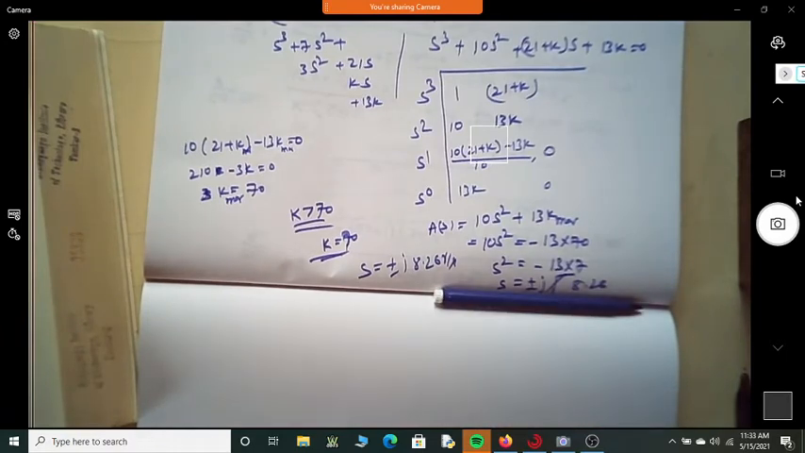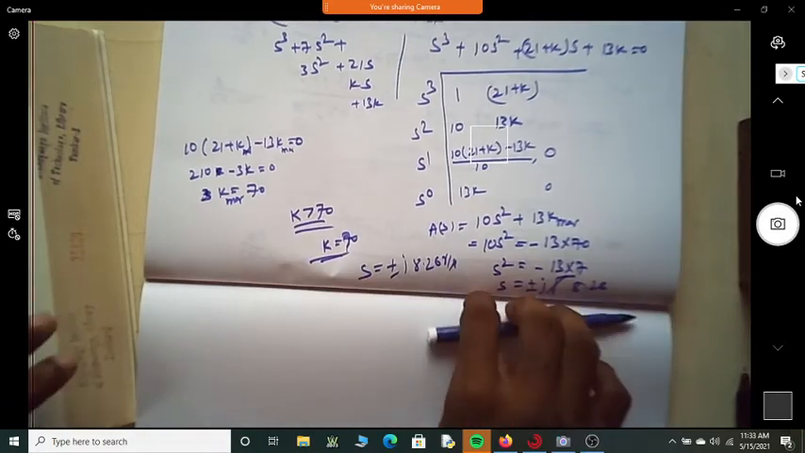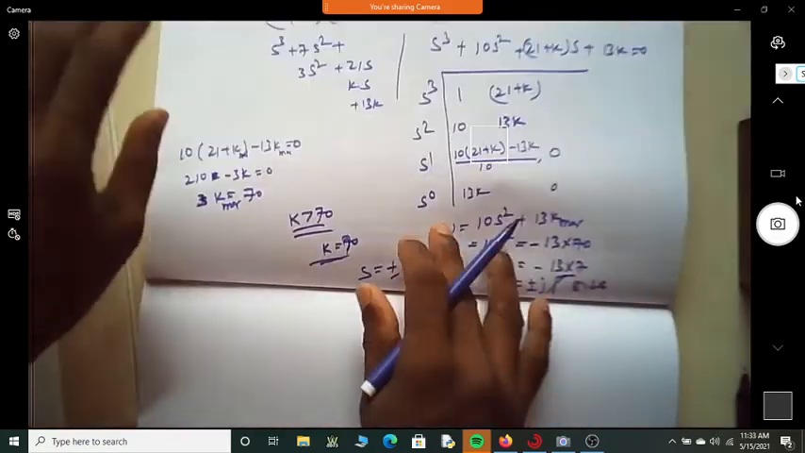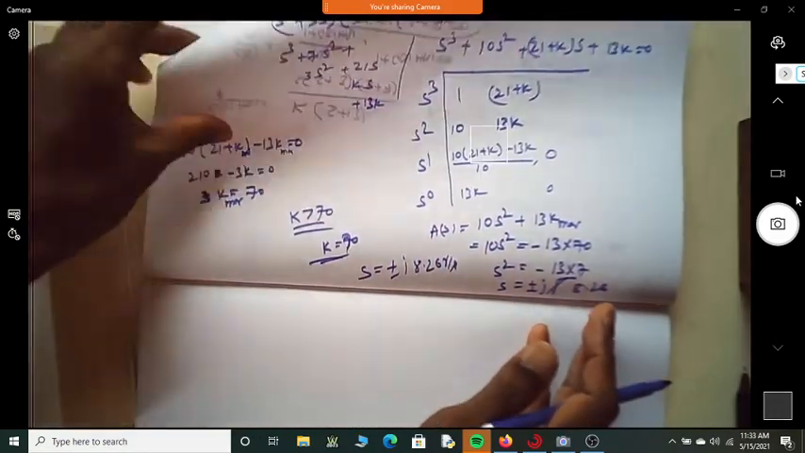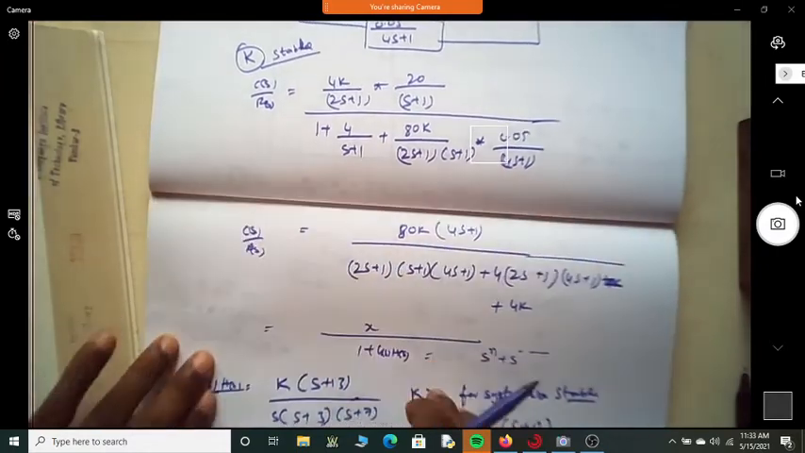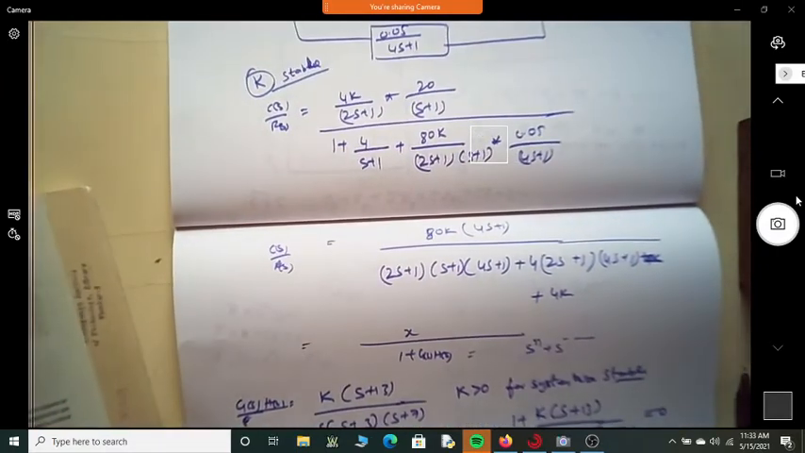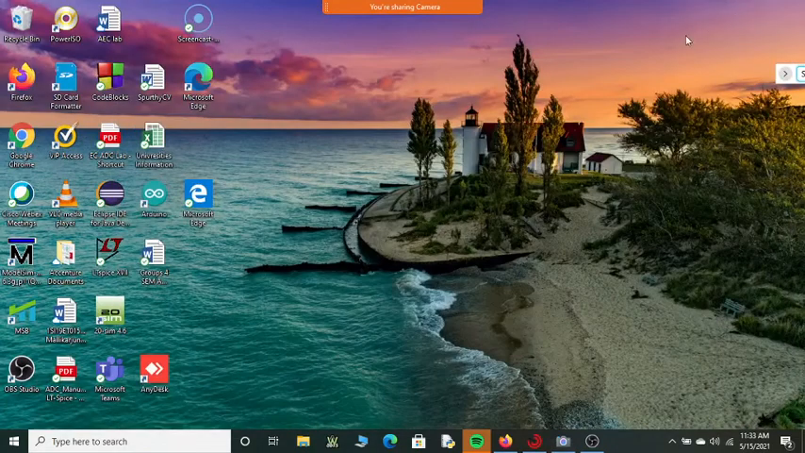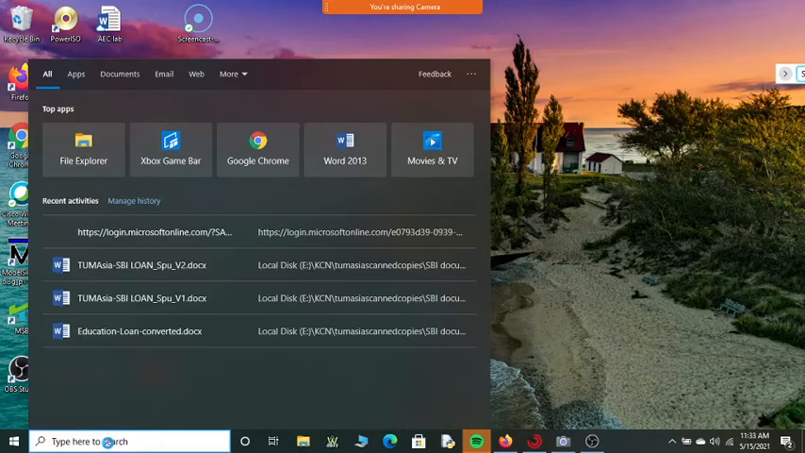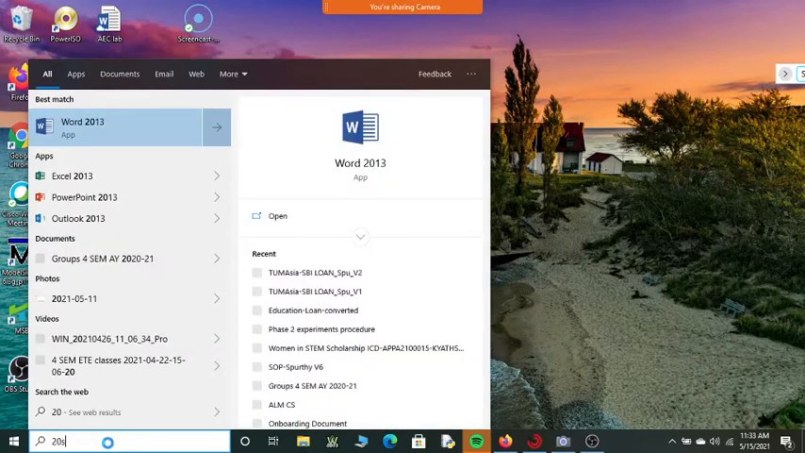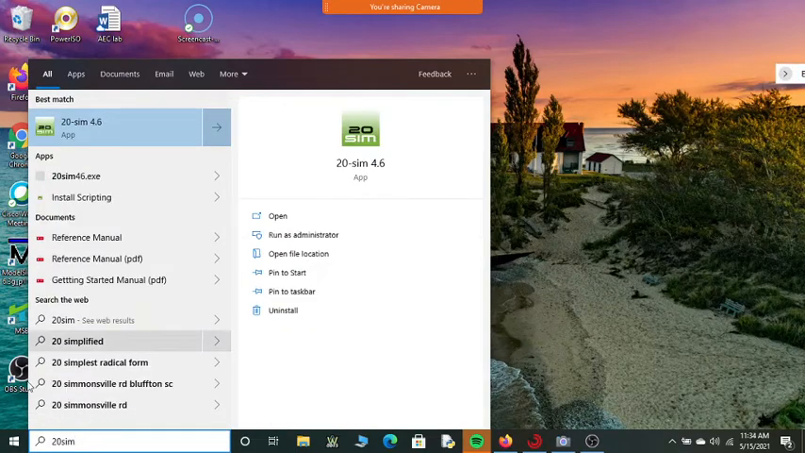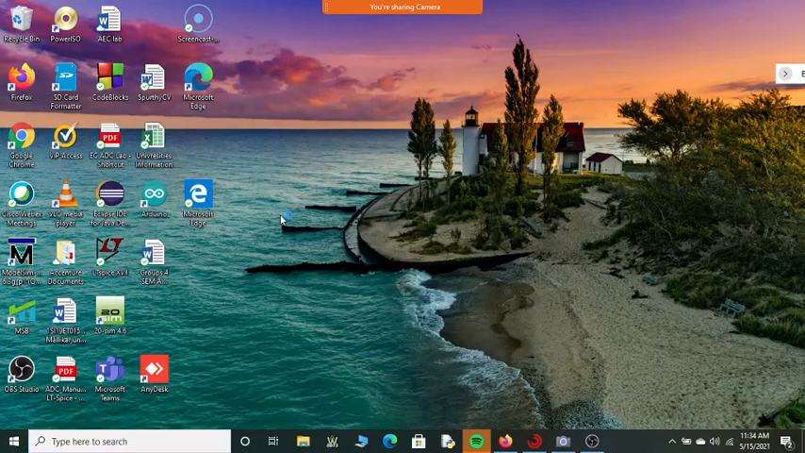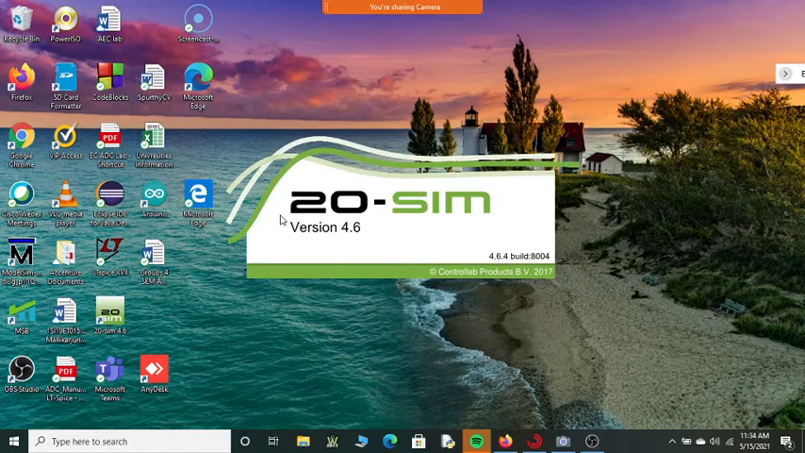Okay, we shall do this now. So what I do is, we started with this one. No? We started with this. So let me introduce 20-sim to you people. Where is 20-sim? Let me just open 20-sim.